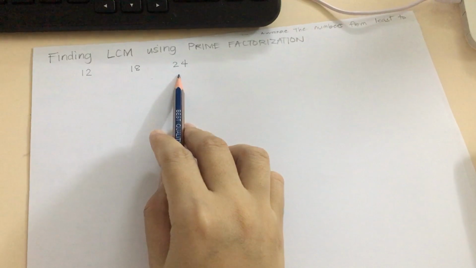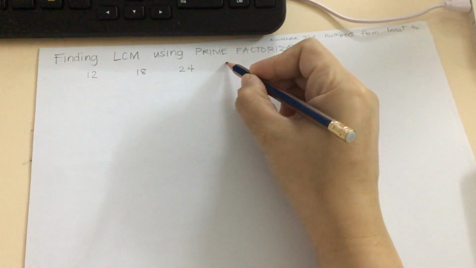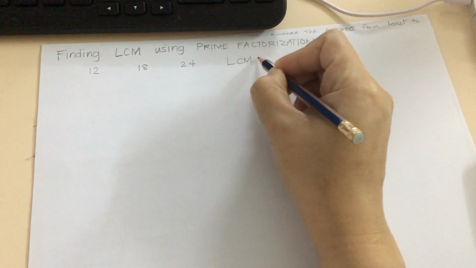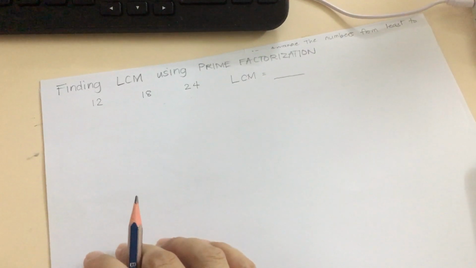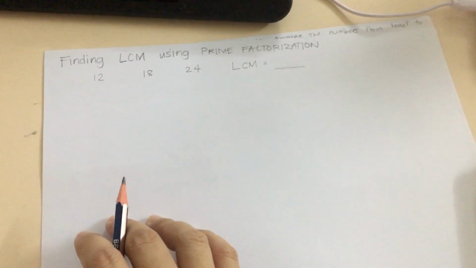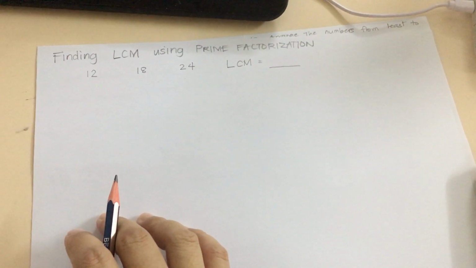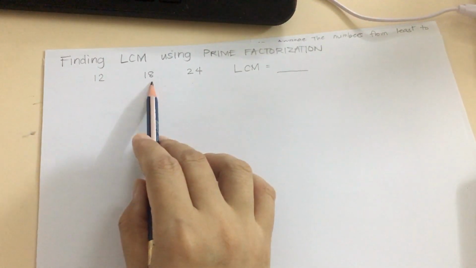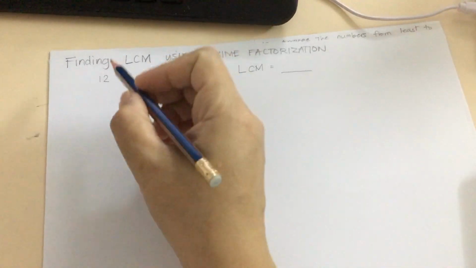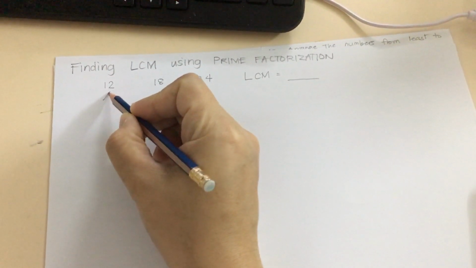So we will find what is the LCM of these three numbers. LCM is the least common multiple. Now first we need to do the prime factorization for the 12, the 18, and then the 24. So we can use the factor tree method.